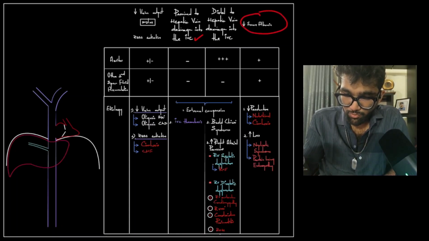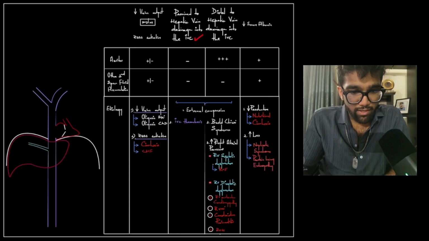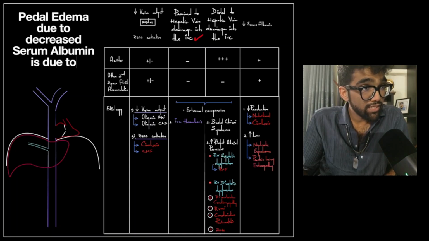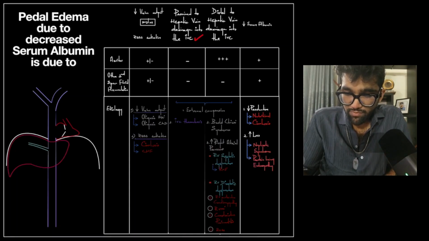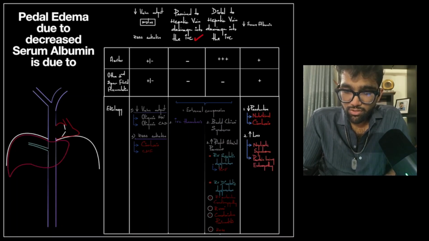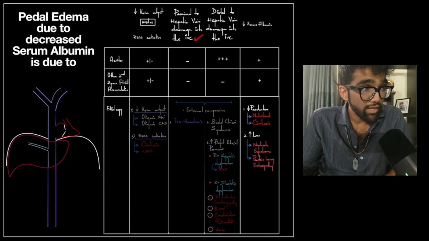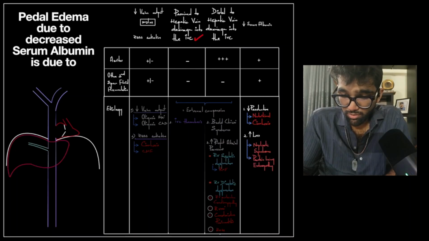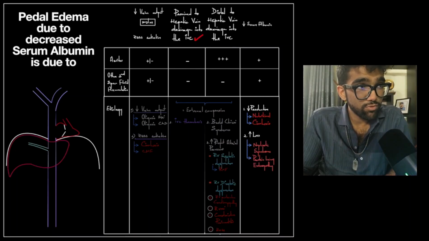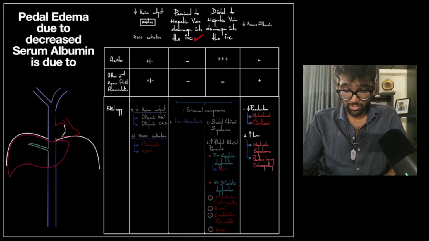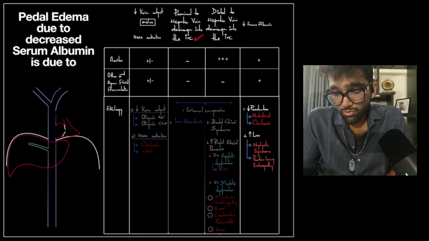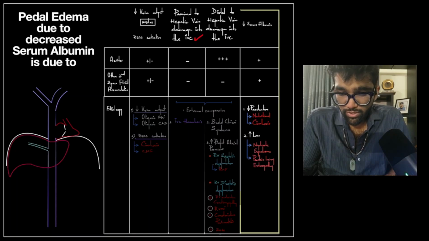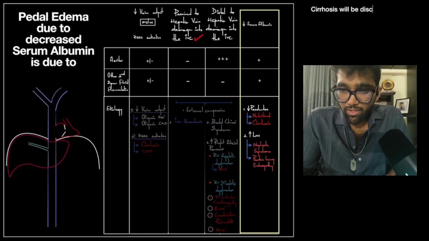Okay, so going ahead. Pedal edema due to decreased albumin is therefore due to, as we've already discussed, decreased production of albumin secondary to nutritional deficiencies or hepatic cirrhosis, or it could be due to increased loss of albumin. And albumin is lost either via the kidney through something called nephrotic syndrome, that is our distinct point of discussion today, or through protein losing enteropathy. Okay, so this will be our discussion for today.